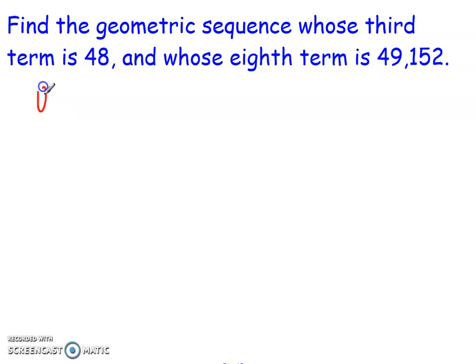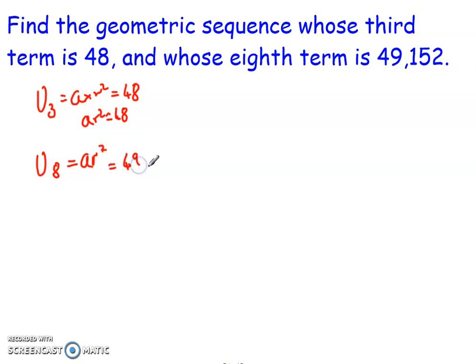So in this case, we know that u3 is given by a times r squared, and we know that that's equal to 48. So we know ar squared is equal to 48. We also know u8. So we know that u8 is equal to a times r to the power of 7, which we also know is 49,152.